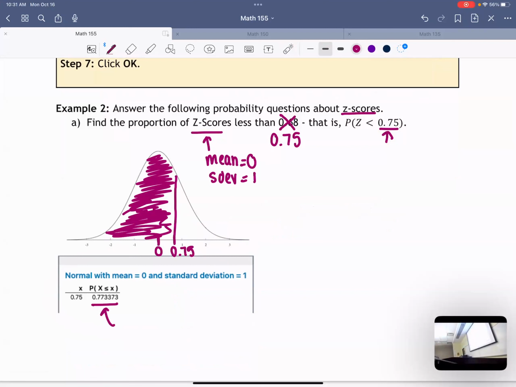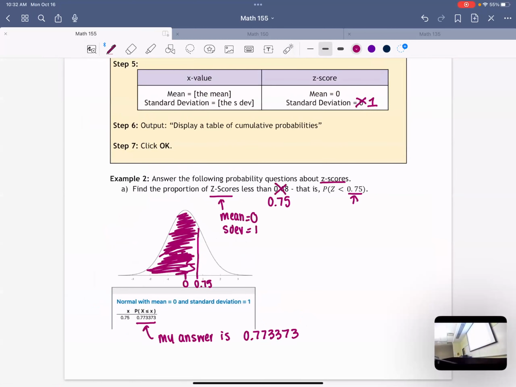Well, Minitab only does less than probabilities. Is this a less than probability? Yes, right? The question is asking us less than. So since we have a less than question, this is literally my answer. So my answer is 0.773373. If this question was a different question that asked me like a probability of in between numbers or greater than or something like that, then my answer would be a little bit different. But since less than is what Minitab excels at, this is my answer for part A.